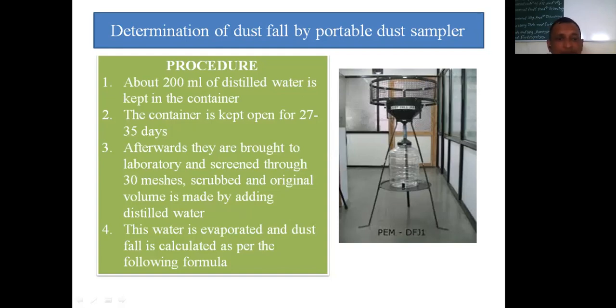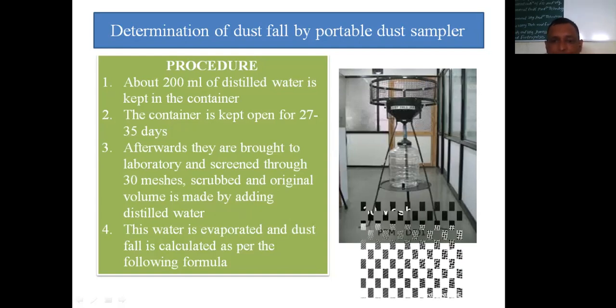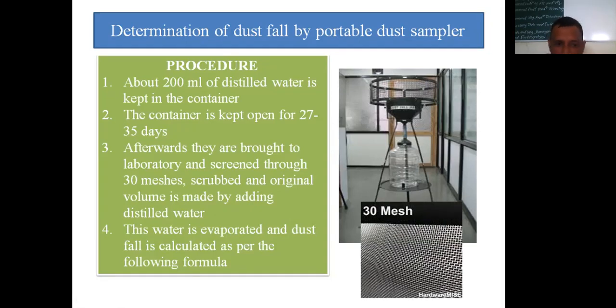Afterwards, they are brought to the laboratory and screened through 30 meshes. आता 30 meshes म्हणजे काय? अशा प्रकारची चाळणी असते. या चाळणीच्या मदतीने आपल्याला त्याला फिल्टर करून घ्यायचं असतं.